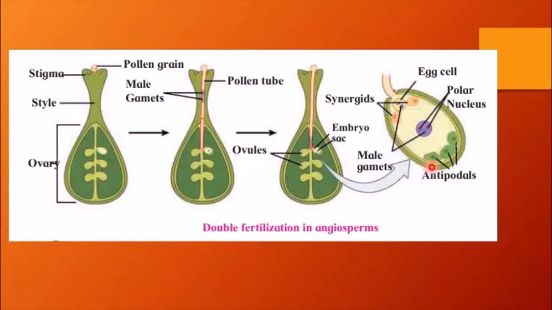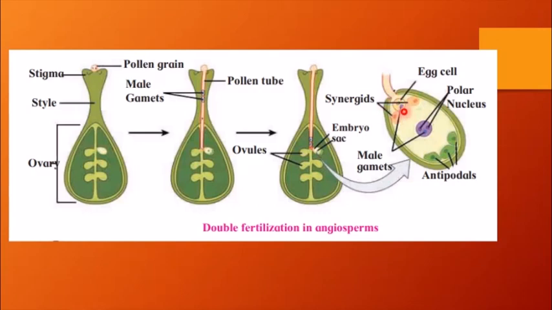Now inside the embryo sac you will see that there are antipodals, polar nuclei, and the egg cell. There are also synergids, which protect the egg cell. Now, there are two polar nuclei, and one of them comes and fuses with the egg cell.